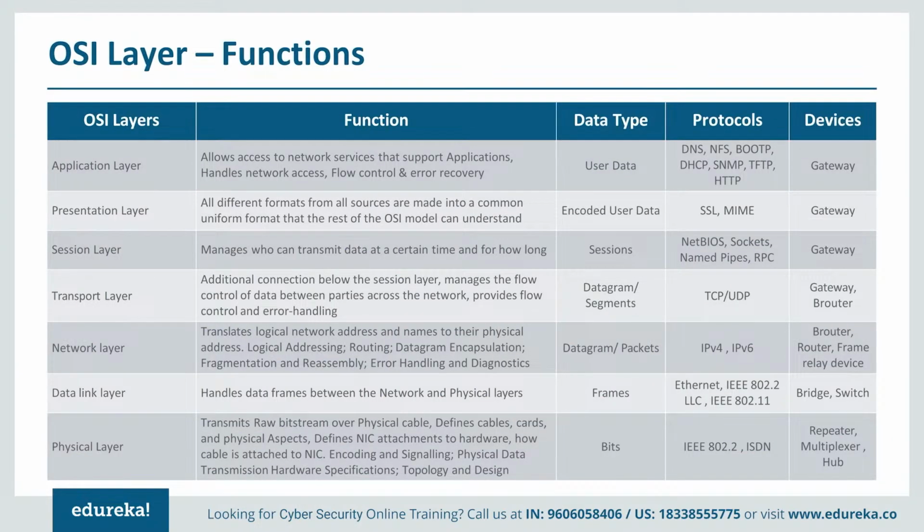The physical layer transmits the zeros and ones. We deal with the bits here, and the protocol used is IEEE 802.2 or ISDN. The devices which we connect are a repeater, a multiplexer or a hub. What is a repeater? A repeater is nothing but a signal extender. Hubs also do the same thing. The hubs will not have the MAC address.